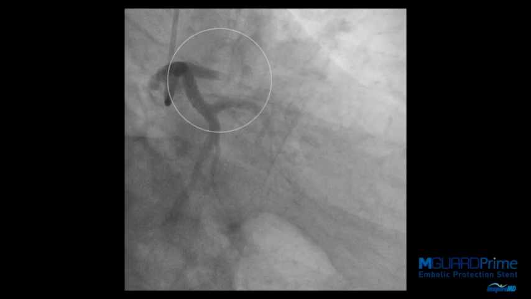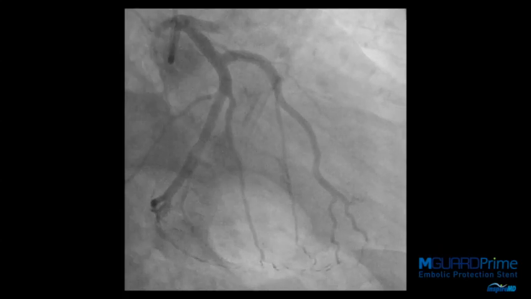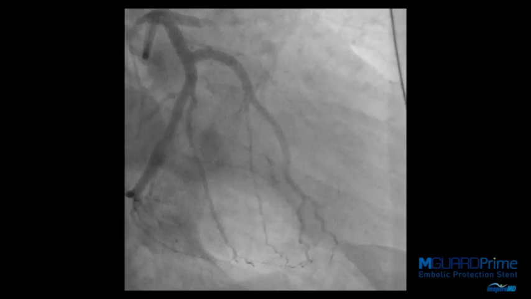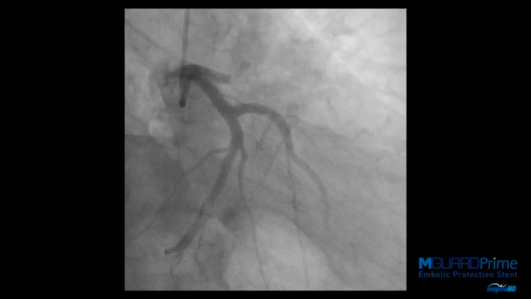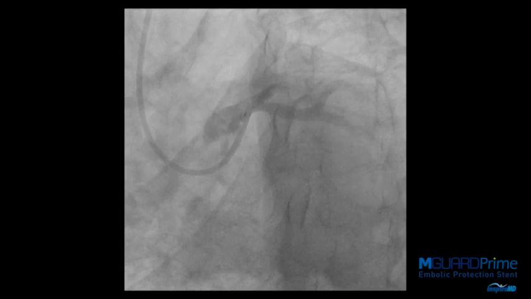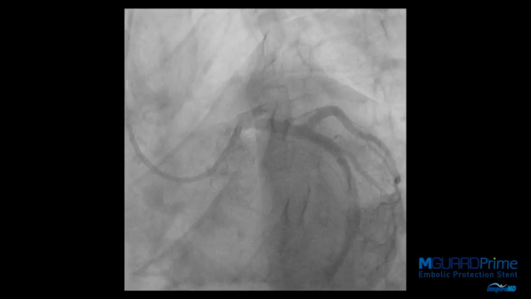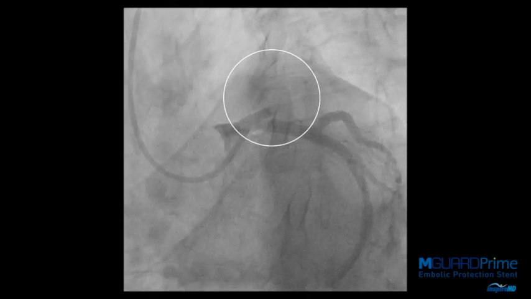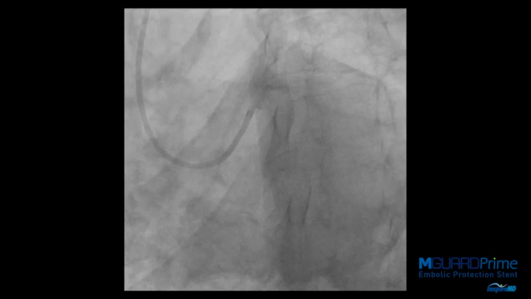You can see his LAD is completely occluded. There's also a filling defect representing a massive thrombus burden in the LAD. This is an image of the left coronary in the spider projection, and you can see that the thrombus is indeed occluding the proximal LAD.